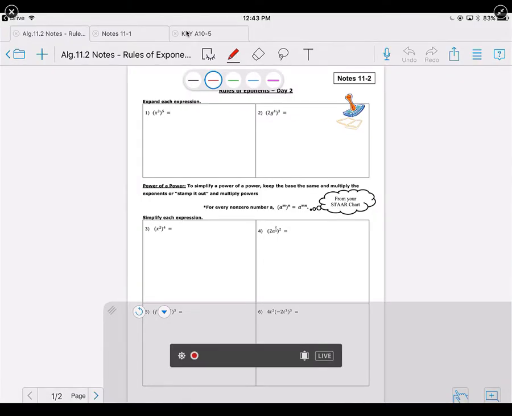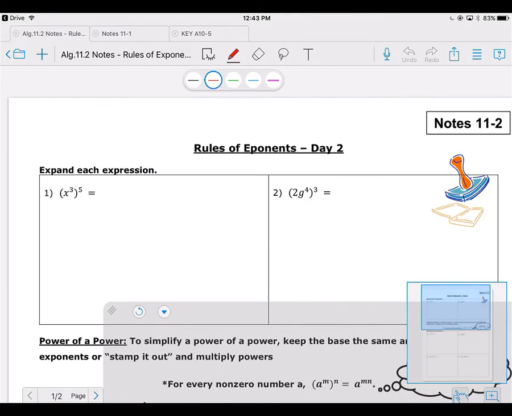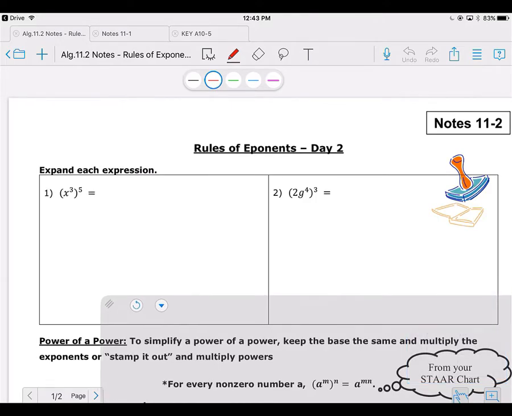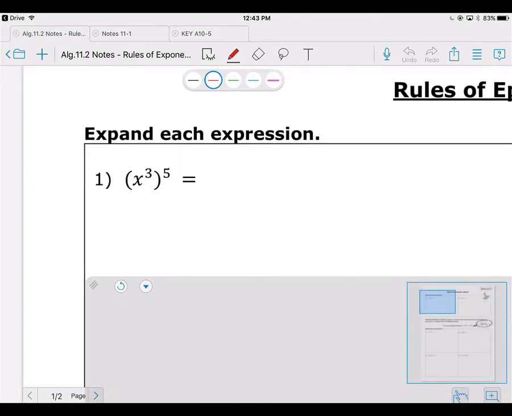This video covers Notes 11-2, Rules of Exponents, Day 2. Problems 1 and 2 ask me to expand each expression.